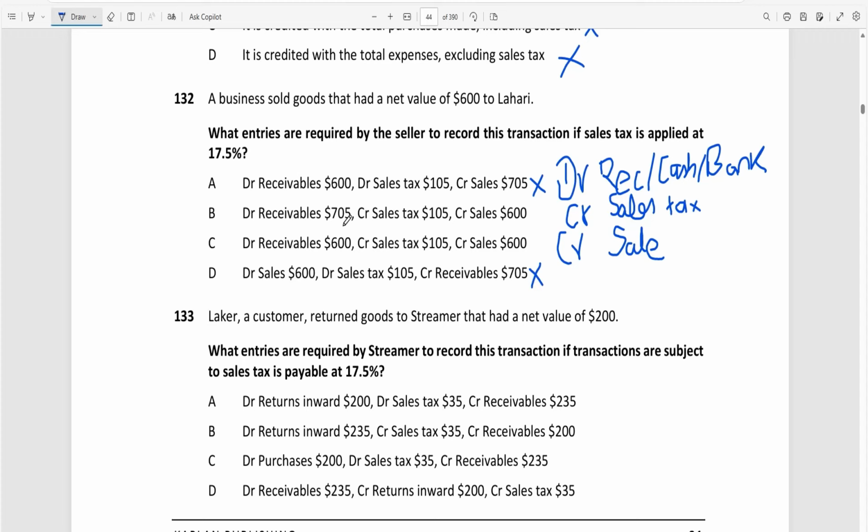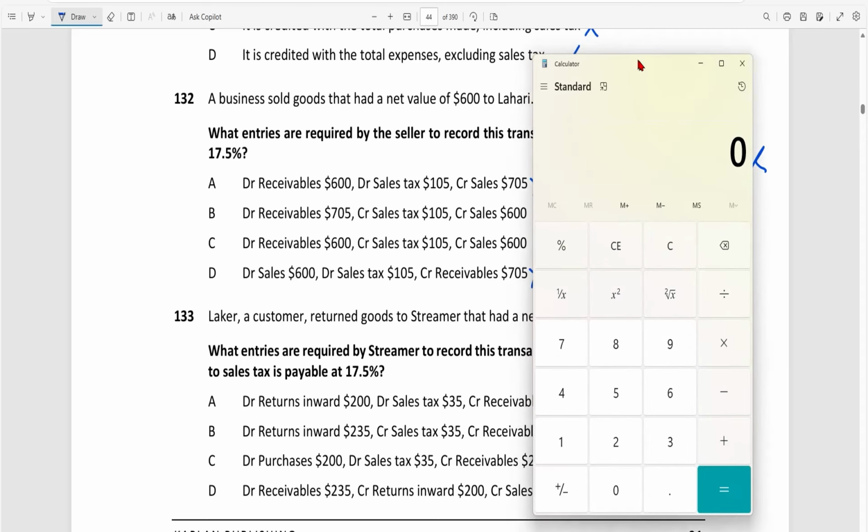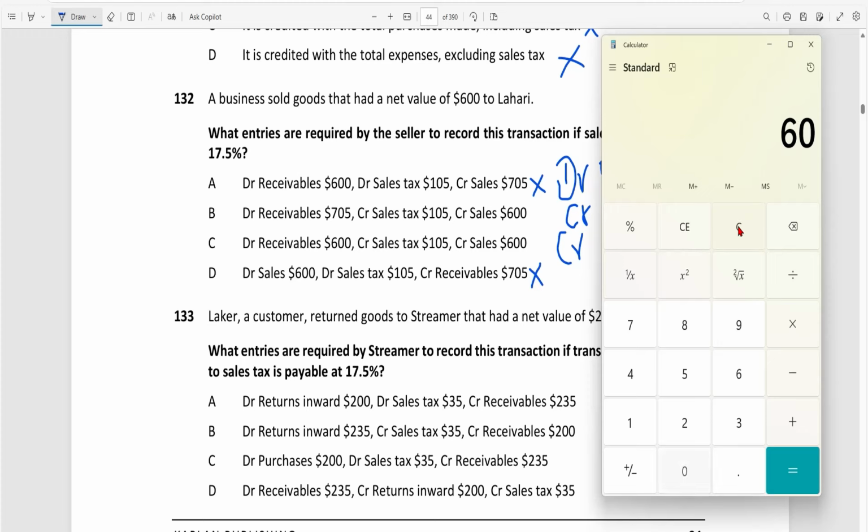So what will be the amount on the debit side? The debit side will include the gross figure, so we need to calculate the gross figure. The net value is 600. If we add VAT, and the VAT rate is 17.5%, the value will increase. So we need to multiply by 117.5%. So 705 will be the amount.